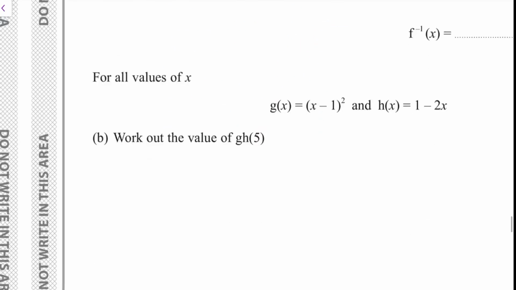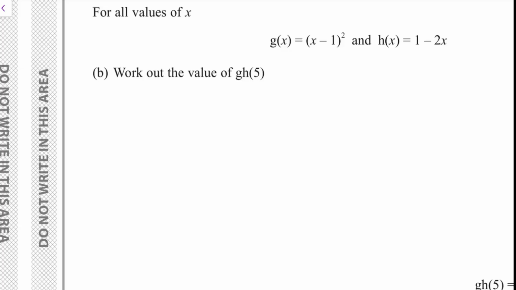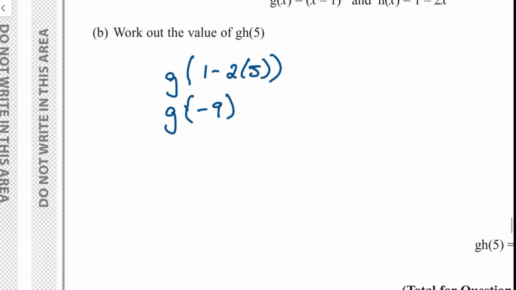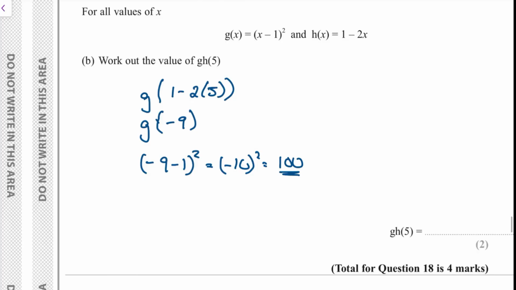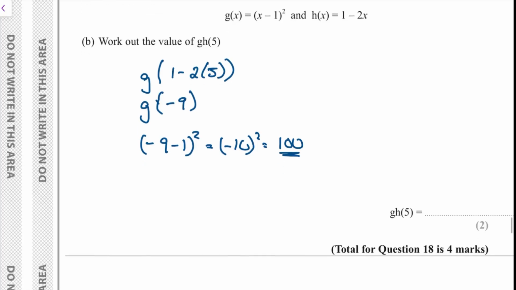That's okay. For all values of x, g(x) equals this and h(x) equals that. Work out the value of g(h(5)). Well, that's going to be g of h with a 5 in it, so 2 times 5, which is g of 1 minus 10, is minus 9. And then that's going to be minus 9 minus 1 squared, which is minus 10 squared, which is 100. That was 100 again. That was the answer to the last question. Okay, excellent. Obviously, you've got to know your functions, but that's not terrible.